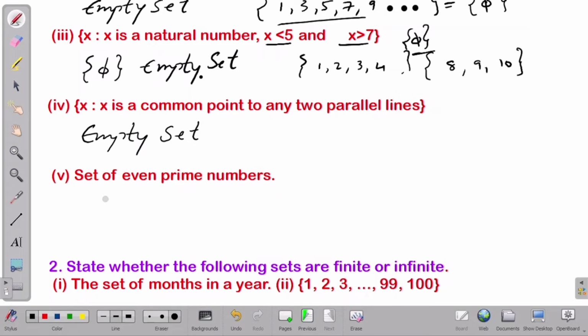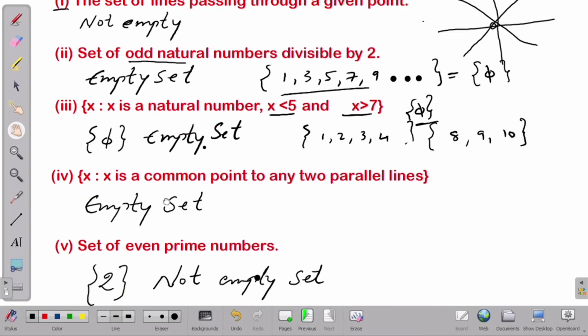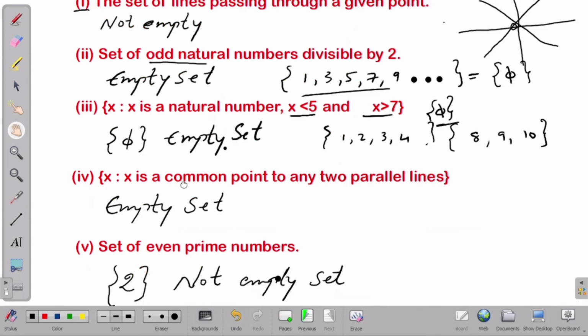Next, the fifth one: set of even prime numbers. What are the even prime numbers? 2 is an even prime number, yes or no? So it is not an empty set. So this is your first bit.